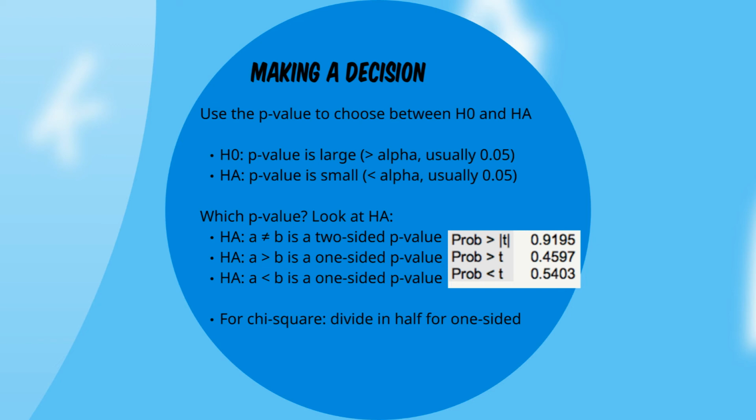Which p-value do you use? If your null hypothesis is that A is not equal to B, that is a two-sided p-value, indicated by the absolute value. If you're looking to see if A is bigger than B, that's a one-sided p-value for superiority. And if you're looking to see if A is smaller than B, that's a one-sided p-value for something being inferior.